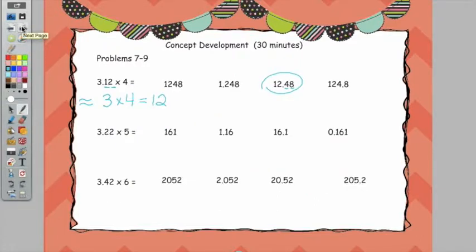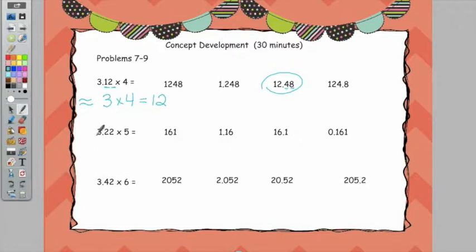So this one, do you see that I could use that trick of, hey, let's underline those 2 digits to the right of the decimal, and then find the answer with 2 digits to the right of the decimal. And it will probably be right, okay? But sometimes it's not. Like on this one, it might not work, okay?